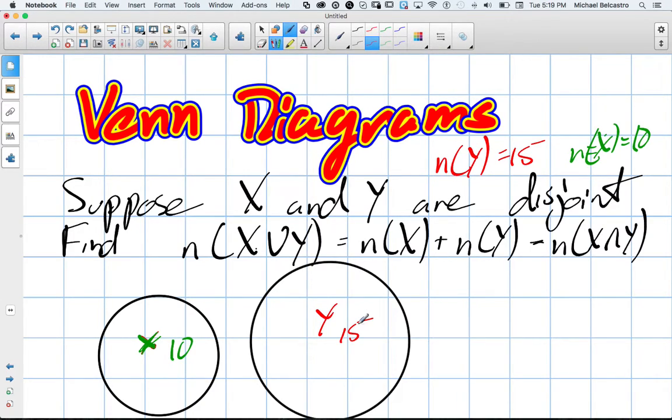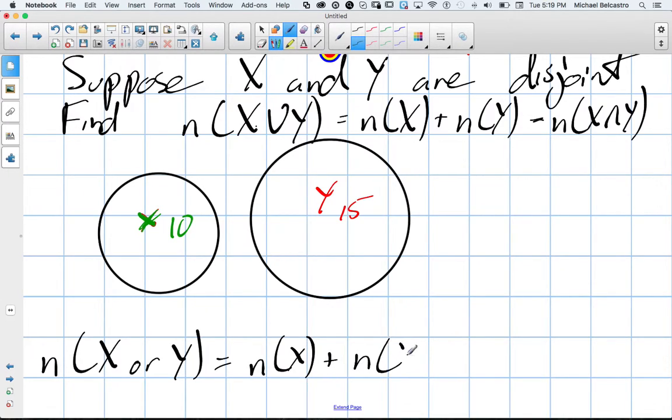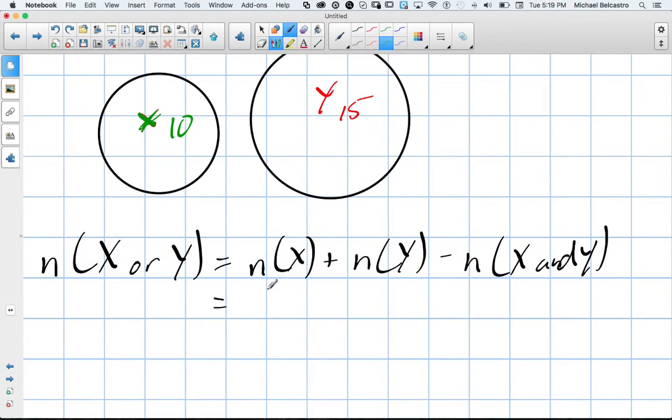In terms of making sense of this, we can now plug this information into the formula. When we're looking for x or y, I'm going to replace it with the word or because that's what it means. We find all of the units of x plus all of the units of y and subtract where they overlap, so where there's x and y. Well, in this case, there are 10 units of x plus the 15 units of y, subtracted by how much space is overlapped? 0. There's nothing overlapped here, so we're subtracting 0.